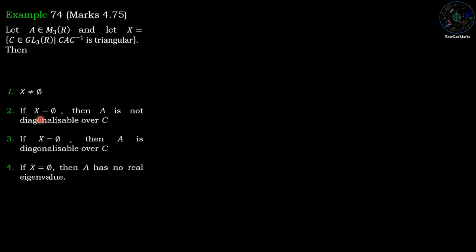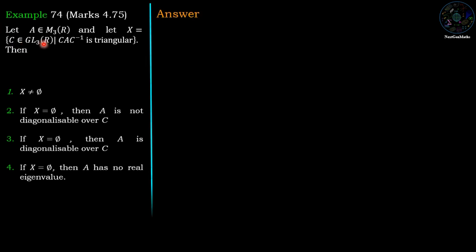Second option, if X is equal to the empty set, then A is not diagonalizable over C. Third option, if X is equal to the empty set, then A is diagonalizable over C. And fourth option, if X is equal to the empty set, then A has no real eigenvalues. So in the data we have been given GL3(R).